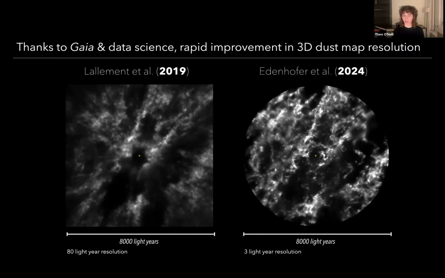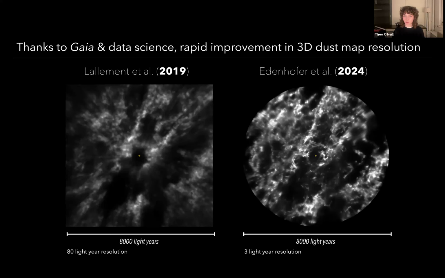So I'm comparing here on the right now what's currently my favorite 3D dust map, created by a collaborator of mine. And so you can see that the large scale structure of these two maps around our sun, which is shown by the yellow dot in the center, is broadly the same, but there's a lot of increased resolution and small scale details in these maps. And so what this allows us to do is understand the structure of our solar neighborhood at much higher resolution.